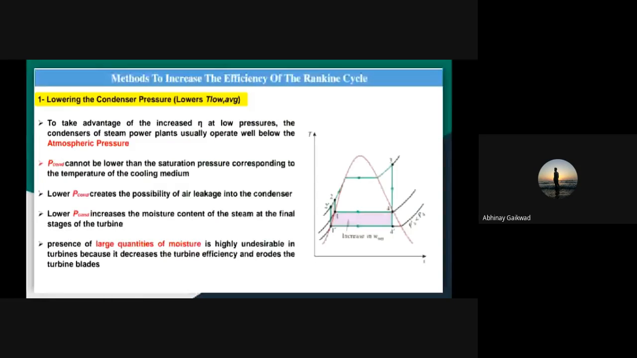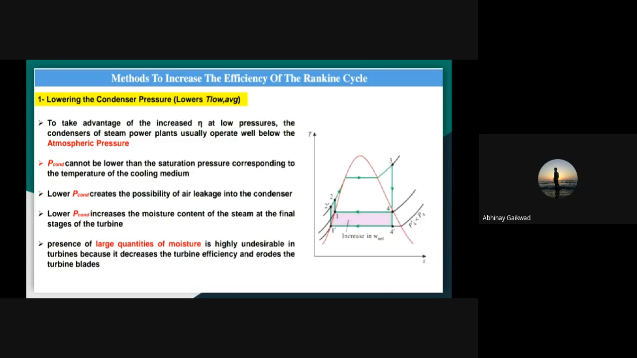the temperature of the cooling media. So by lowering the condenser pressure, it creates the possibility of air leakage into the condenser. Also, lowering the condenser pressure increases the moisture content of the steam at the final stage of the turbine, so this also we need to consider. The presence of a large quantity of moisture in the steam is highly undesirable in the turbine because it decreases the turbine efficiency. How? By increasing the erosion of the turbine blades.